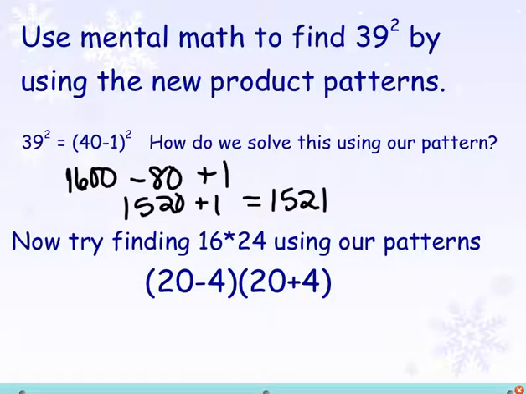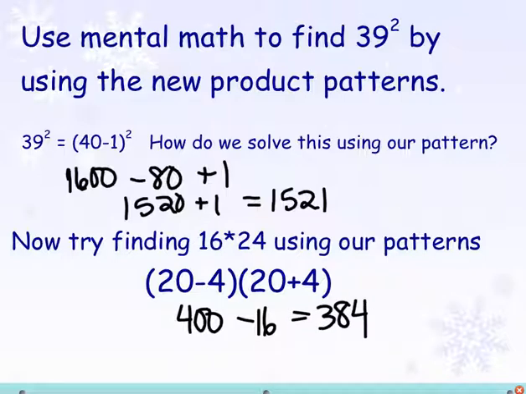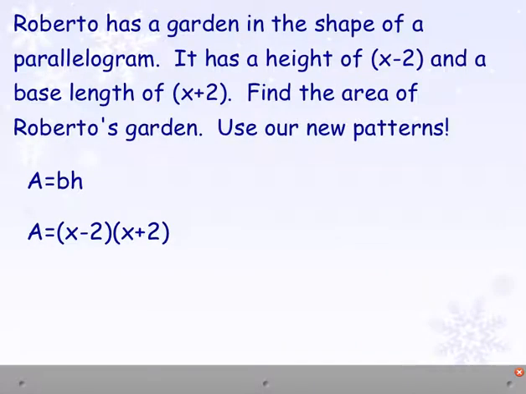And how about this one? 16 times 24. That's like saying 20 minus 4 times 20 plus 4. So I could do this by squaring the first numbers, so 400, squaring the second, 16, and subtracting the two. So we get 384. 16 times 24. Okay? And we'll just do a couple of these.